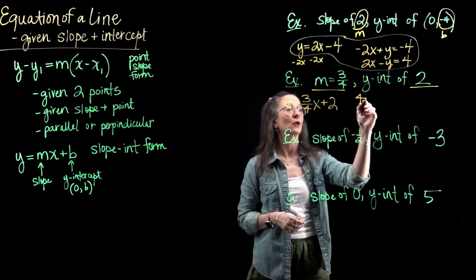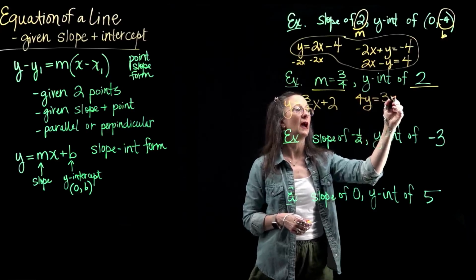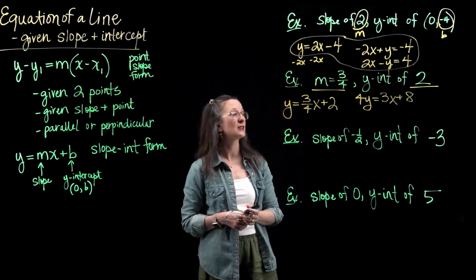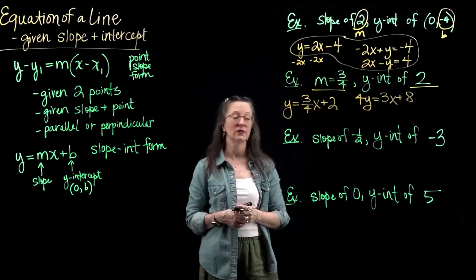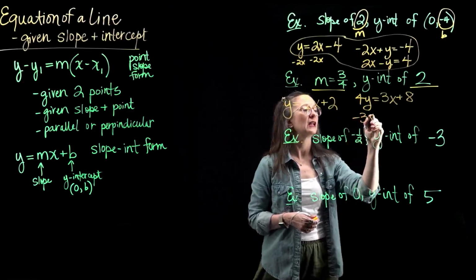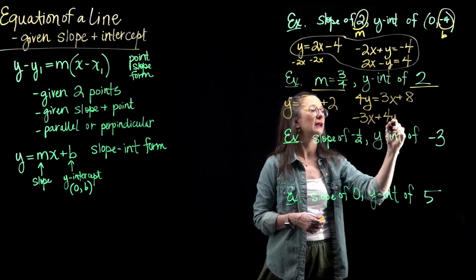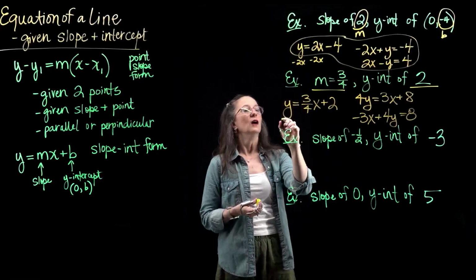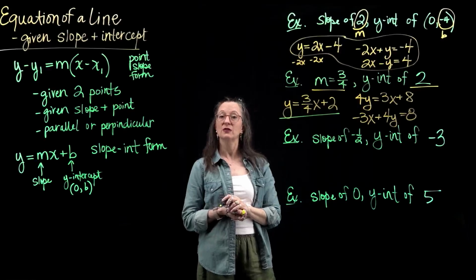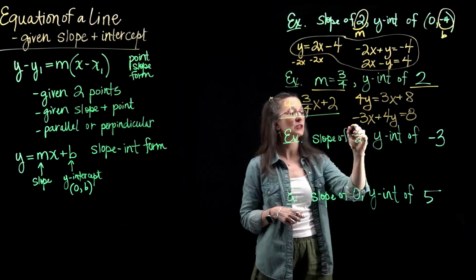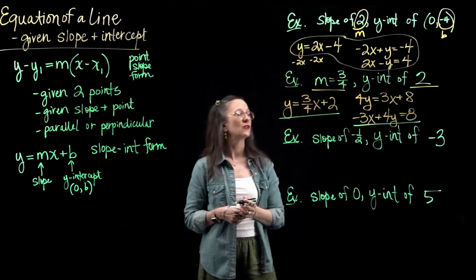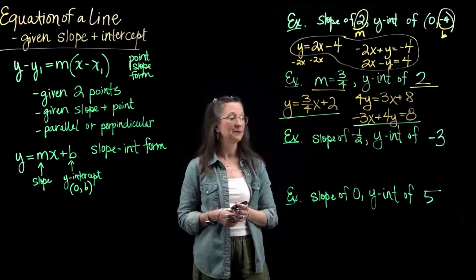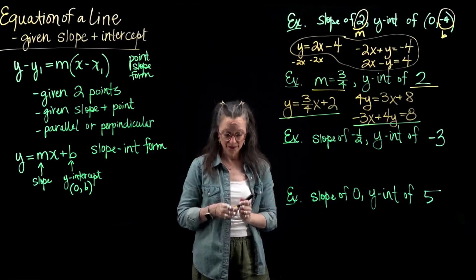So we would have 4y equals 3x plus 8. And I'd subtract the 3x from both sides so that the x and y are on the same side, which would be negative 3x plus 4y is equal to 8. So y equals 3/4 x plus 2 would be the equation of the line in slope-intercept form. Negative 3x plus 4y equals 8 would be our line in standard form. All right, let's try another.